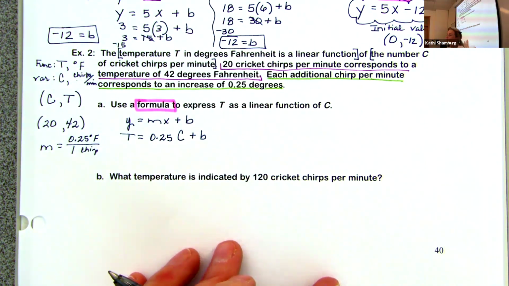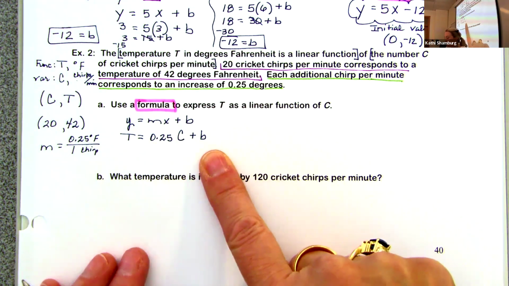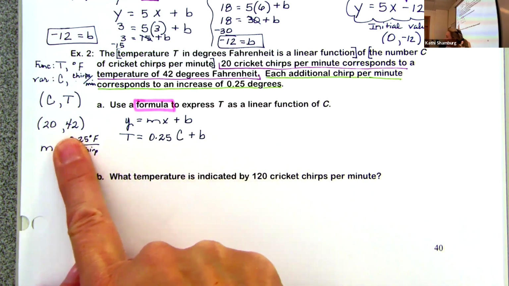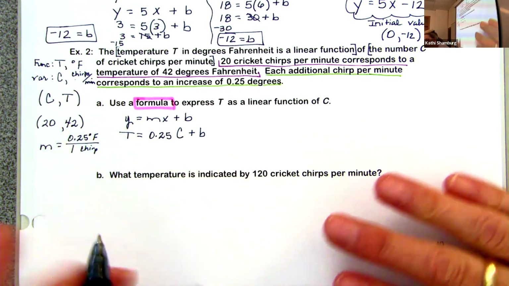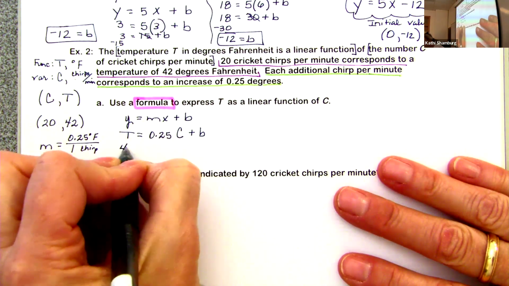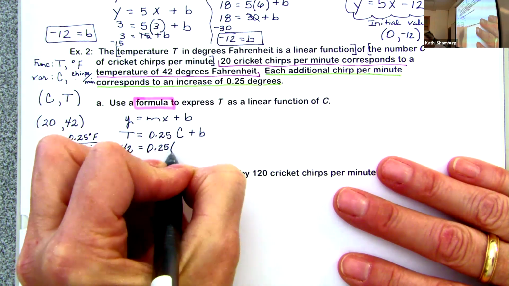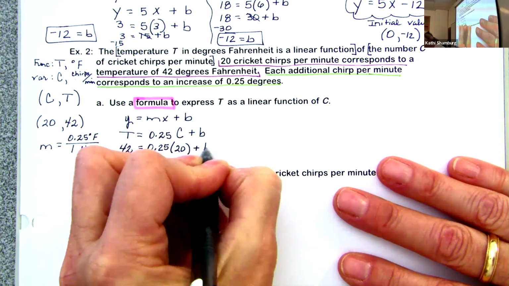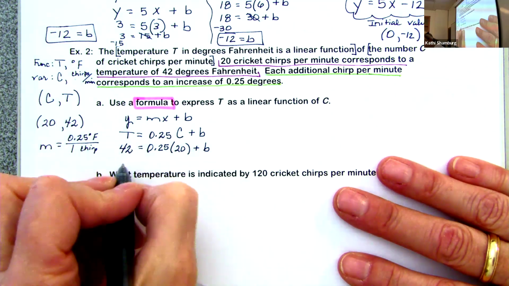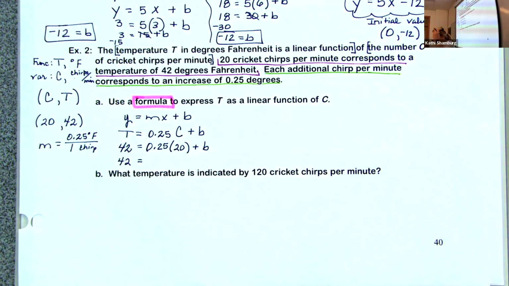To complete this formula that we need to write, we need the initial value. And this is where we use our ordered pair. In place of T, I'm going to put 42, equals 0.25, and in place of C, I'm going to put 20. So I get 42 equals, what's 0.25 times 20?